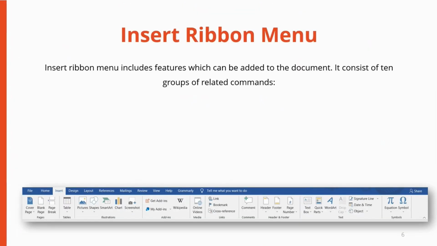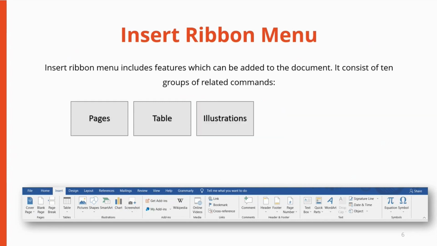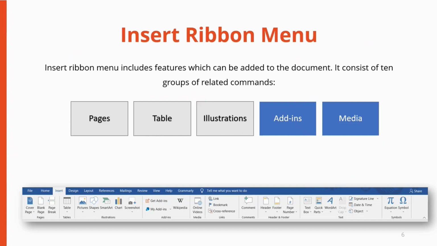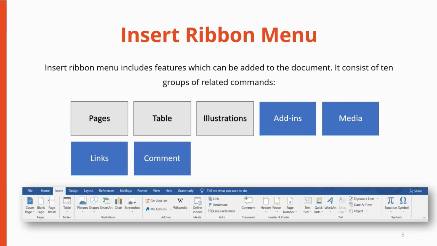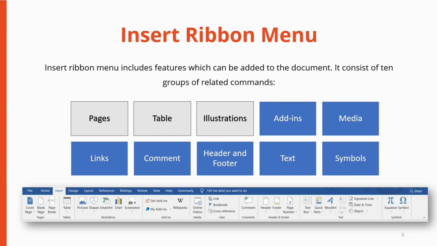What is the insert ribbon menu? The insert ribbon menu includes features which can be added to the document and it consists of 10 groups of related commands. Let's see what they are. First are the pages, table, illustrations, add-ins, media, links, comment, header and footer, text, and symbols. So let's see what the insert ribbon menu is all about.